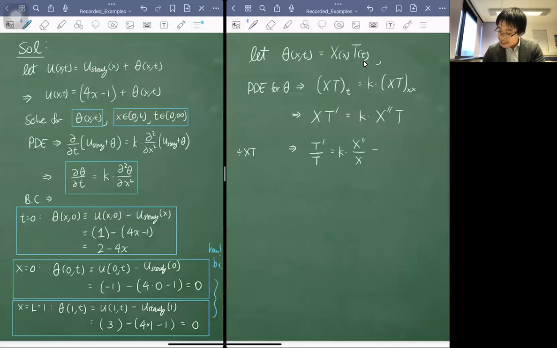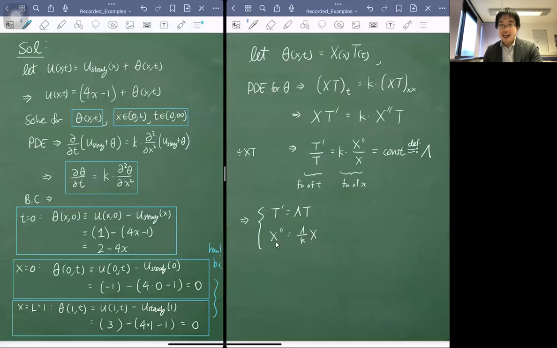Now you can divide both sides by XT and get T'/T equals k X''/X. And since this is purely a function of t and this is purely a function of x, we can equate this to a constant, and we'll define this as lambda, give it a name, right, lambda. And now this breaks up into two equations: T' equals lambda T, and X'' equals lambda over k times X. So here we have an exponential equation, and here we have a simple harmonic equation.